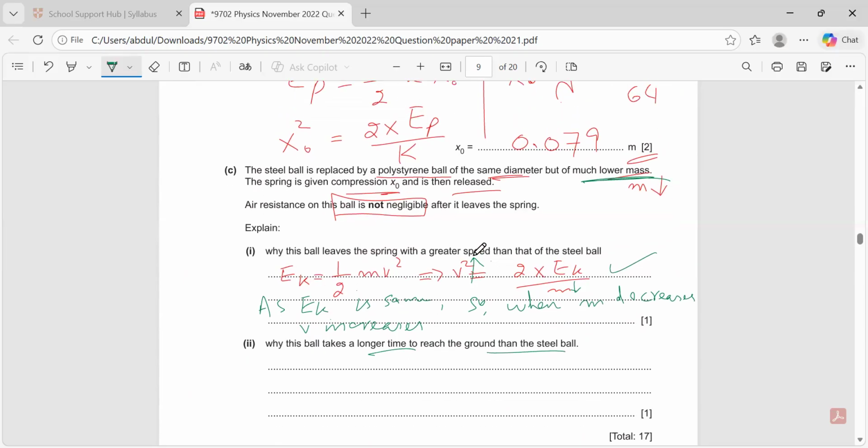Now, why does this ball take a longer time to reach the ground than the steel ball? Here, the answer will be because of air resistance. Now, my dear friends, air resistance increases with speed. Is it falling with greater speed? So air resistance increases with greater speed. So resultant force will decrease. So it means acceleration will decrease. So it will take more time.